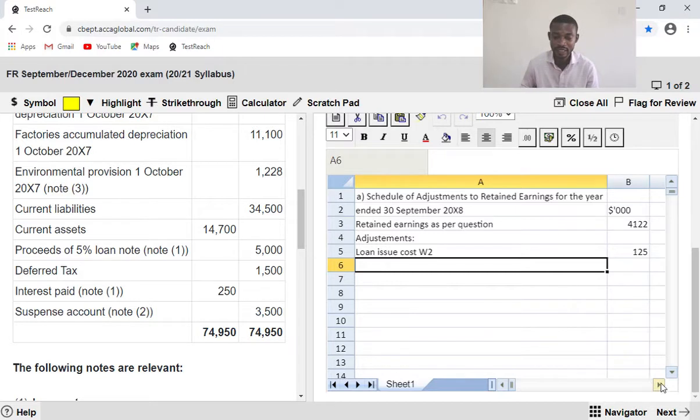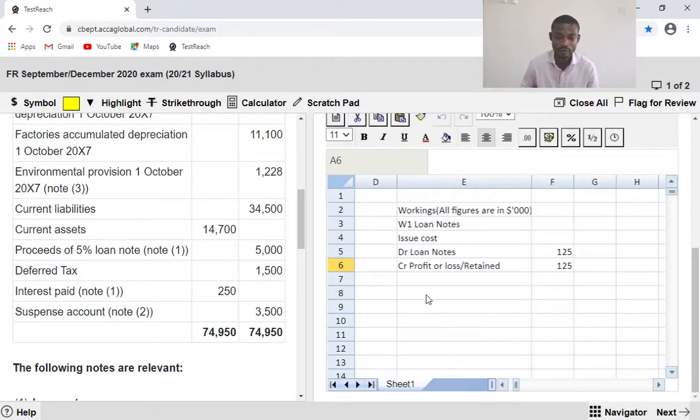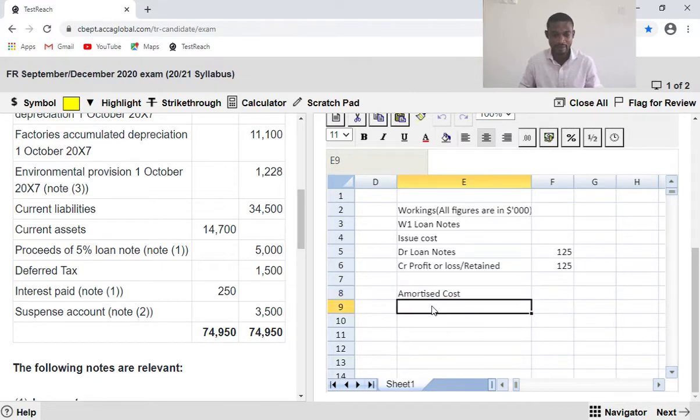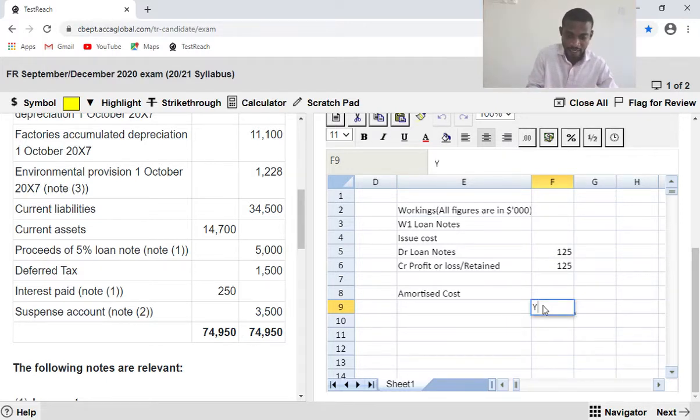Now let's amortize the loan. So I'll build the amortized cost, and please watch. So I'll say the amortized cost. So I'll do it here from the cell F. So what I'll do is to say the year end and watch opening balance. So I'll type opening balance.